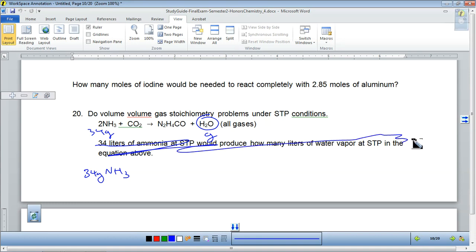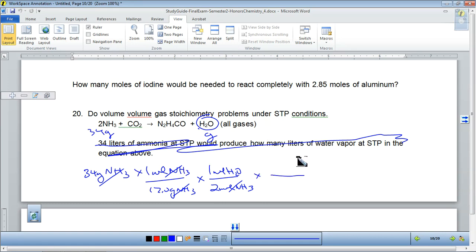Don't worry about this problem because we've already done it. So 1 mole of ammonia is 17 grams of ammonia. 1 mole of water for every 2 moles of ammonia. And then 18 grams of water in a mole of water. (34/17) is 2. 2 divided by 2 is 1. 1 times 18 is 18 grams of water could be made.